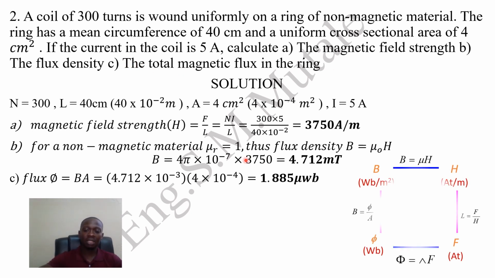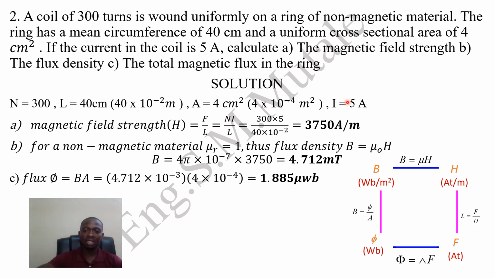Okay, with that said, in our solution we can analyze what we've been given. So this is our data. We have the number of turns, 300. The length is 40 centimeters, which is 40 times 10 to the power negative 2 meters. They've also given us the area, 4 square centimeters, which is 4 times 10 to the power negative 4 square meters. And they've given us the current as well, which is 5 amps.